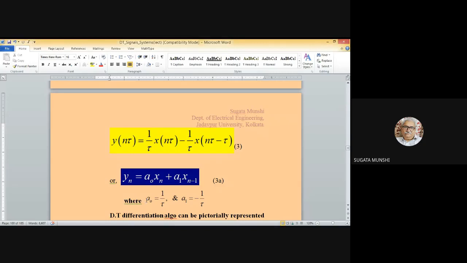Is the Word file visible? Can you see it? Yes.